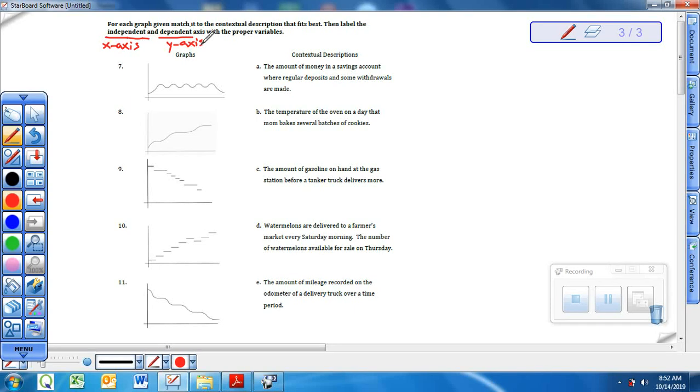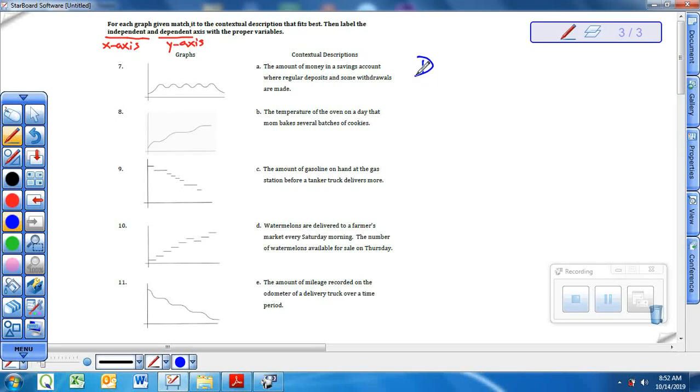So when I look at the context here, it says the amount of money. So context A, the amount of money in a savings account with regular deposits and some withdrawals. You're just going to have whatever amount of money's in there, and then you're going to deposit, and you're going to have more, and you're going to deposit and have more. So I would say this is discrete.